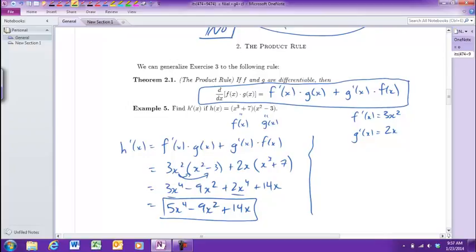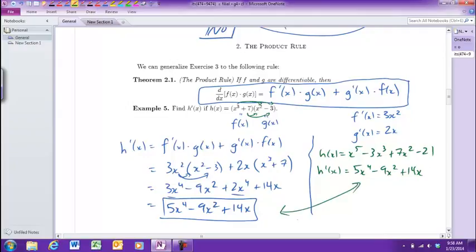Now you won't always be able to do this, but for this particular question there's actually another way we can do this. In particular, we have a function here, h of x. If you didn't know the product rule at all, what you would do is first FOIL this out and get h of x equals x to the 5th minus 3x cubed plus 7x squared minus 21. And then I could take the derivative of this polynomial just like normal, 5x to the 4th minus 9x squared plus 14x, which gives me the same thing as I got over there.